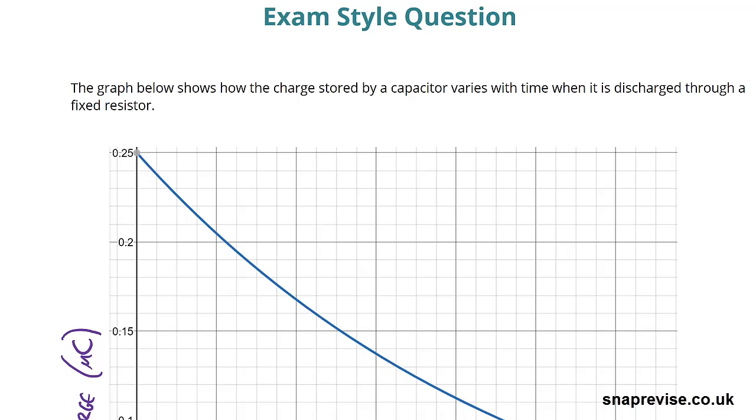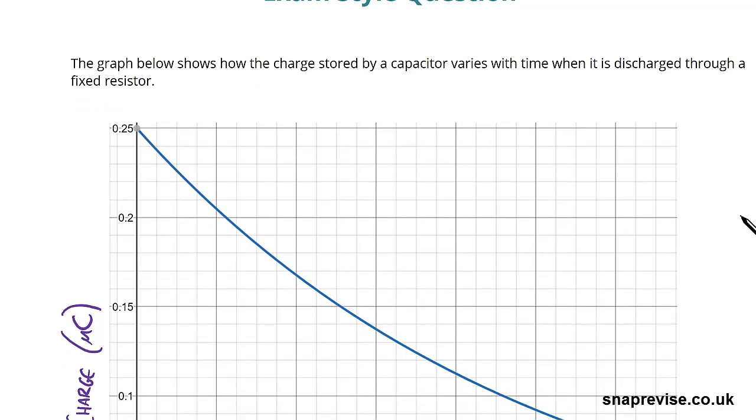So in this exam style question, we're told that the graph below shows how the charge stored by a capacitor varies with time when it is discharged through a fixed resistor. So we're not using a variable resistor here.